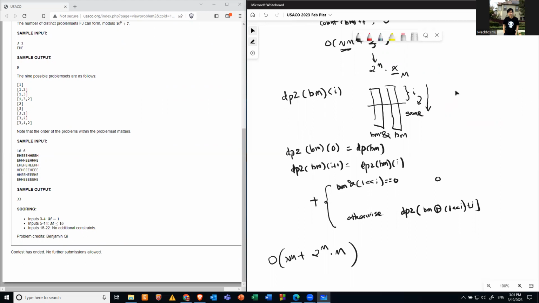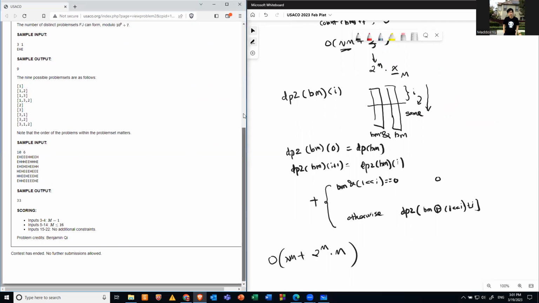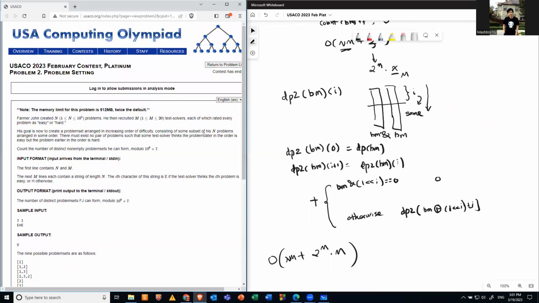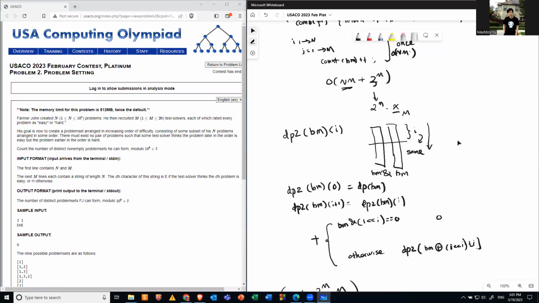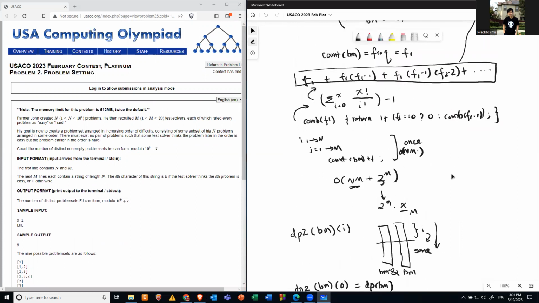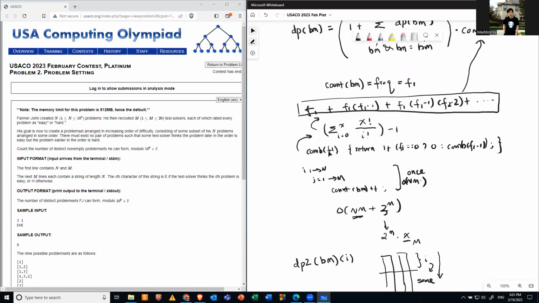So hopefully you have fun with this. Go back, put this into code, or review your AP stats if you are not familiar with how the selection and the combination works. Then next week, we will talk about problem number 3.